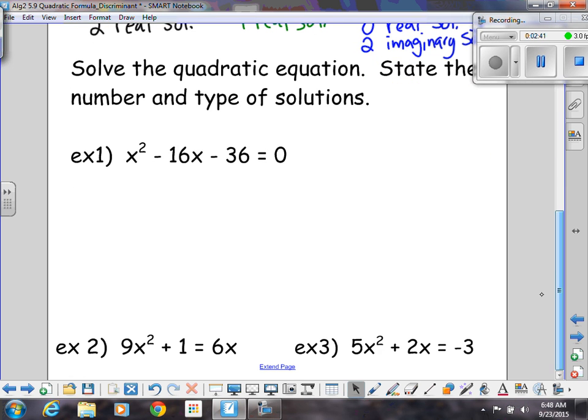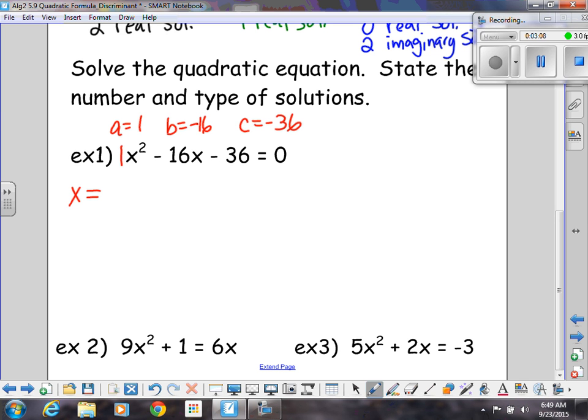So let's solve this equation, and we're going to state the number and types of solutions. In this first example, it is already in standard form, and I have a equals 1. Remember, that's a 1 in front there. b equals negative 16, and c equals negative 36. So I'm going to plug into my quadratic formula.